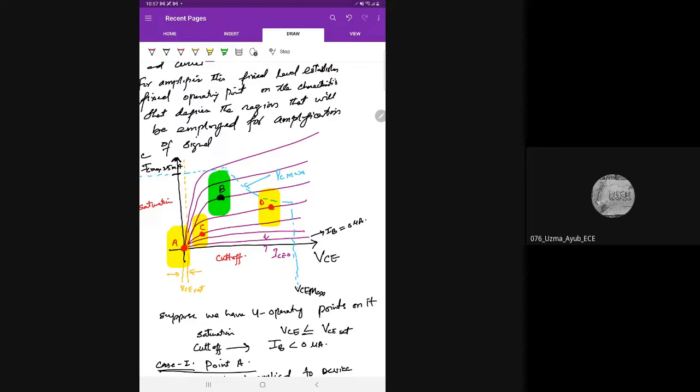And how do we choose this point? By adjusting the DC biasing. So we do it by adjusting the DC biasing.